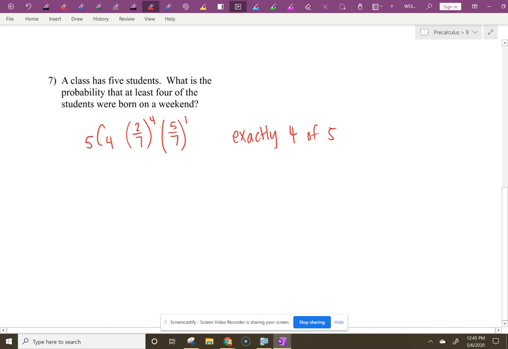I mean, not at least 4 of 5, because at least means that it could have been 4 out of the 5 or 5 out of the 5. So it means it could also have this case. So now what do I do?